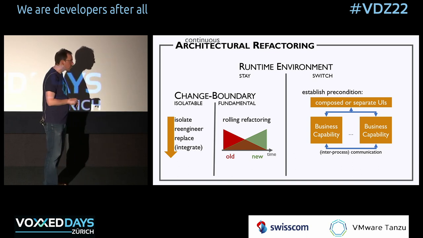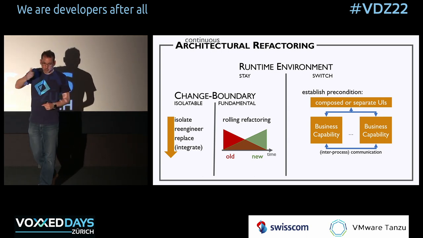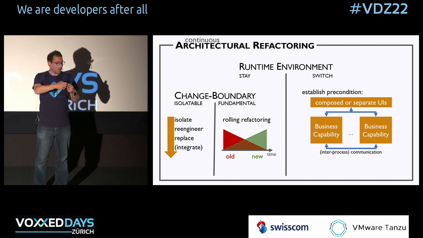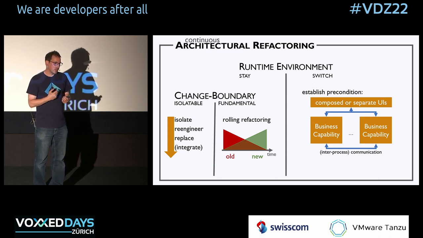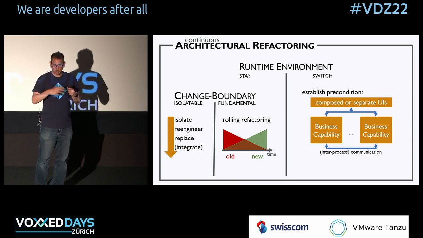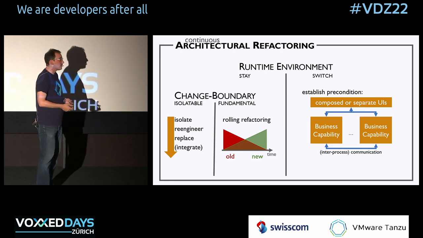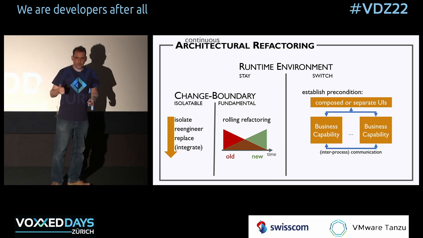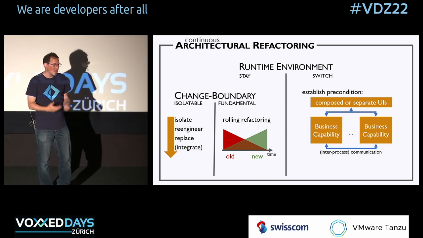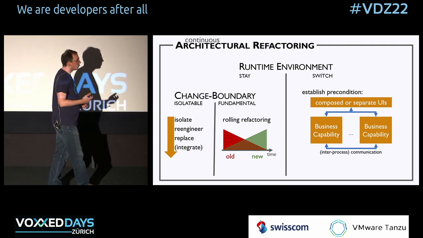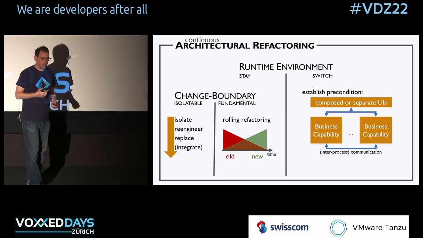Think in this direction. And one thing I have to introduce is the communication between the slices, because I want to move them one after the other to the new runtime. I have to introduce inter-process communication. Maybe in an old system, it's probably just method calls. I have to replace this with inter-process communication that can be over service bus, over HTTP, named pipes maybe when they're on the same server. All possible.